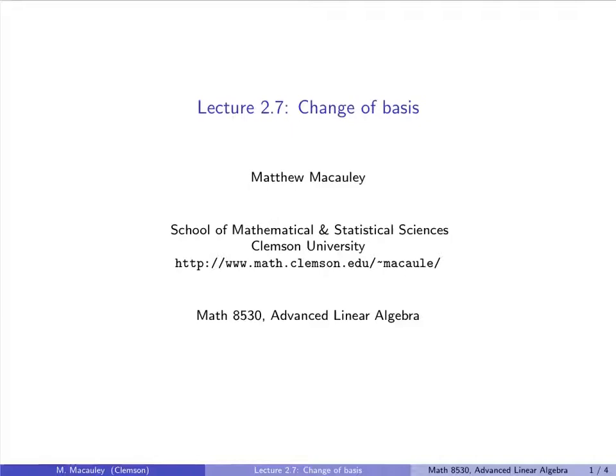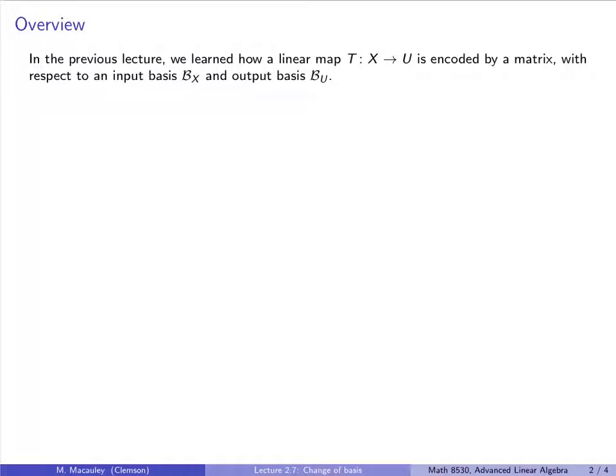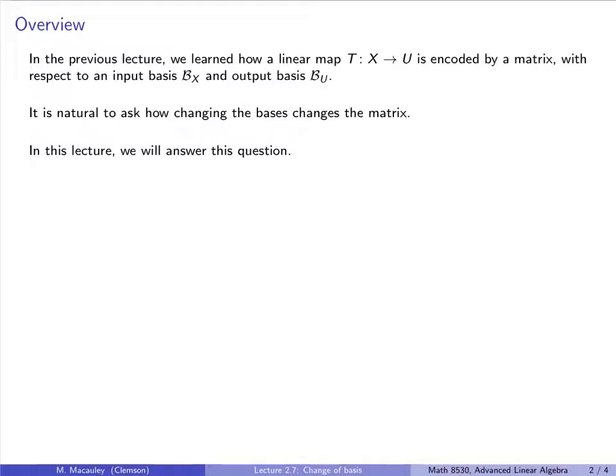Welcome to Lecture 2.7, Change of Bases. In the previous lecture, we learned how a linear map T from X to U is encoded by a matrix with respect to an input basis for X and an output basis for U. It is natural to ask how changing the basis changes the matrix. In this lecture, we will answer this question.